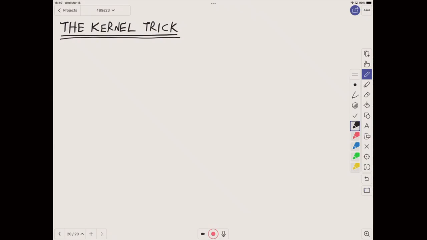Welcome back, everyone. Today's lecture, I think, is going to be one of the most mathematically challenging lectures of the semester. I'm going to talk about a sort of amazing trick called the kernel trick that's used in various parts of machine learning for both regression and classification.